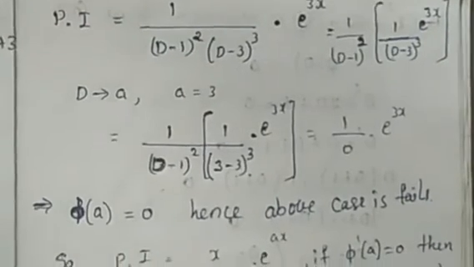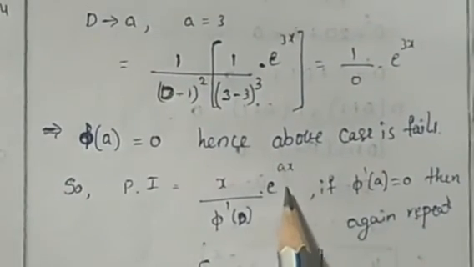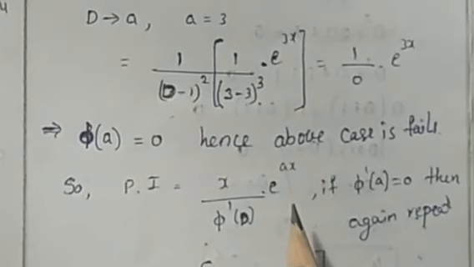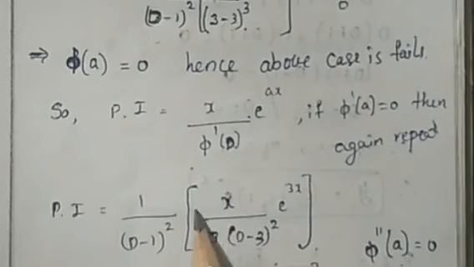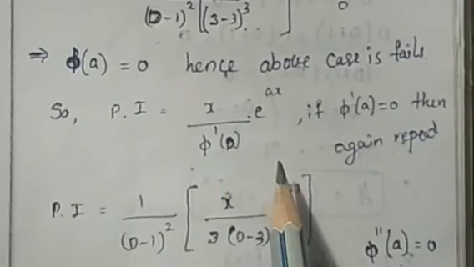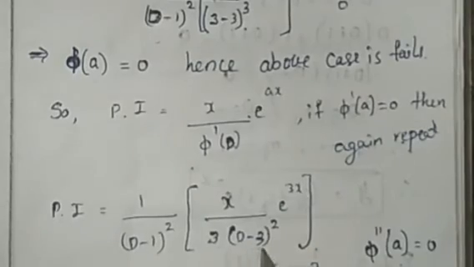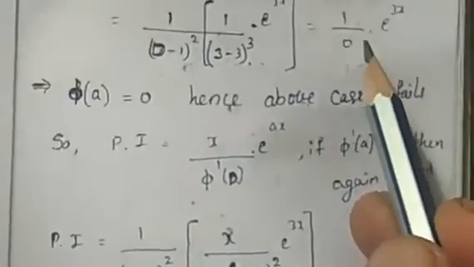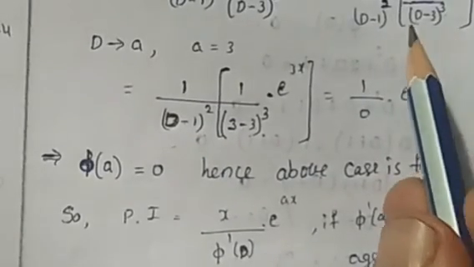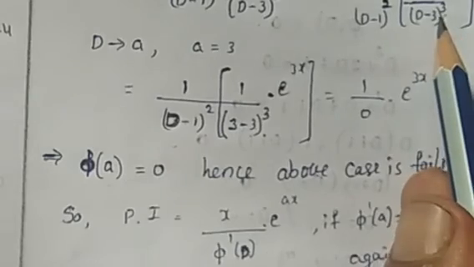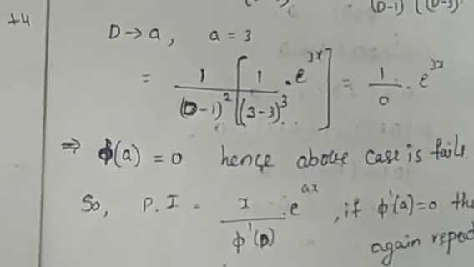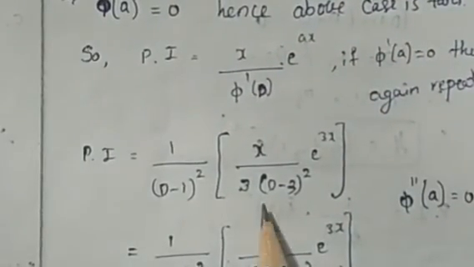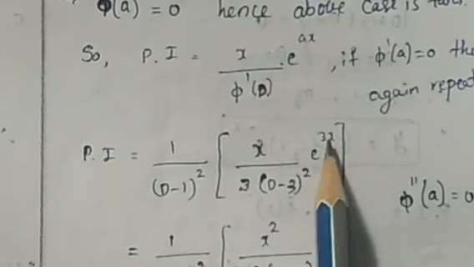So the particular integral is equal to x by PI dash of D into e to the power ax. This is the formula to find the particular integral, so let us apply it. The particular integral is equal to 1 by (D minus 1) whole square into x by PI dash of D. Differentiating PI of D, we get 3 into (D minus 3) whole square. Look here, (D minus 3) whole cube is the PI of D; differentiating it gives 3 into (D minus 3) whole square, right? So I write 3 into (D minus 3) whole square into e to the power 3x.